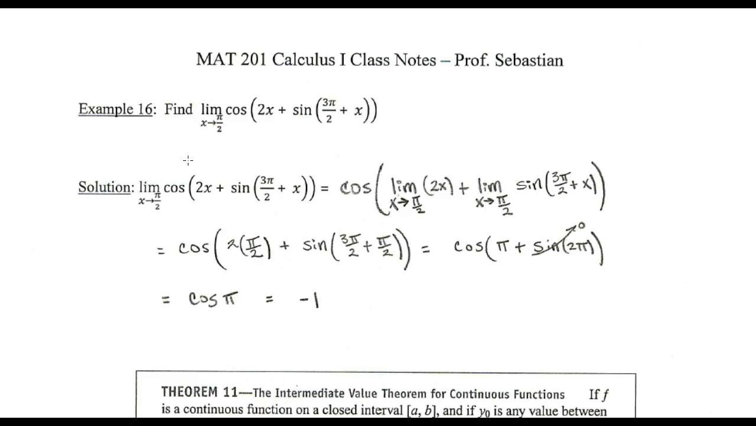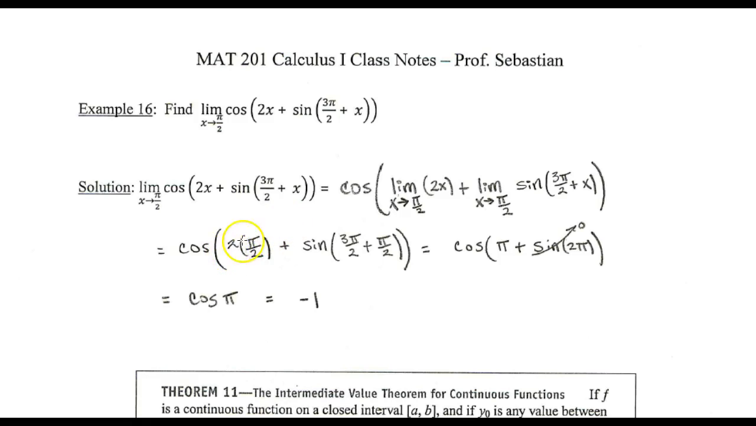The limit as x approaches pi over 2 of the function cosine of 2x plus the sine of 3 pi over 2 plus x. So we actually have a composition of three functions here. But the bottom line is I can move this limit because cosine is continuous everywhere. I can move the limit inside. So now I'm taking the cosine of the limit of all of this. But now these are two different functions, so I can break up that limit into two limits, just like this.